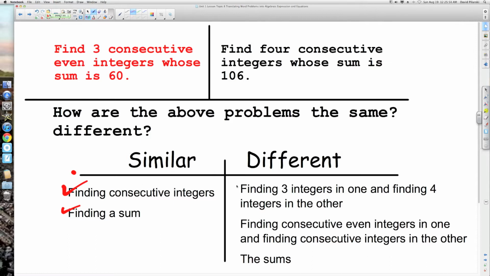But how they're different is in one problem we are finding 3 integers and we are finding 4 integers in the other problem. We're also finding, in the first problem, in the red, consecutive even integers, and in the other problem we are just finding consecutive integers. And the actual sums are different. In the one problem, the sum is 60, and in the other problem, the sum is 106. So let's see how these similarities and differences affect our setups.